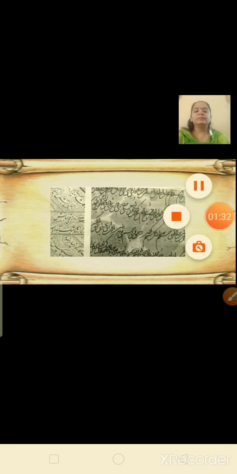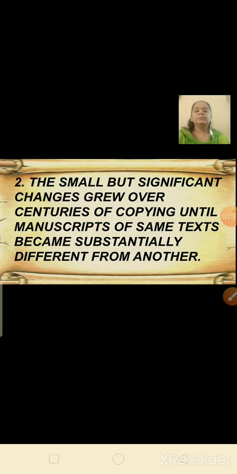Now, can you see this picture, children? This is a picture from your history textbook. If you see it carefully, you will understand the different kinds of handwriting that could make a reading of Persian and Arabic difficult. So children, small but significant changes grew over centuries of copying until manuscripts of the same text became substantially different from one another.